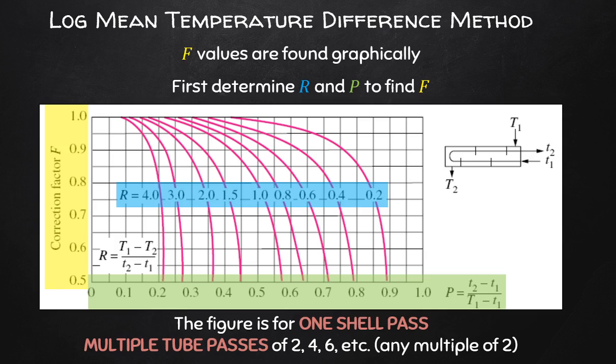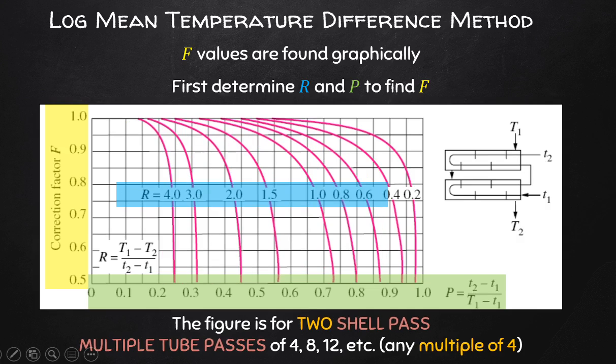And R is located as various trend lines, and in the green shading we have P, which is the other temperature ratio, and it is read off on the x-axis. Where these 2 points intercept is where we can find a point to determine the correlation factor F.